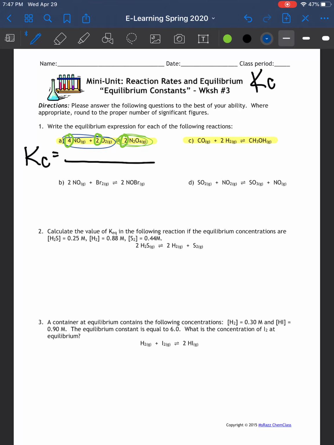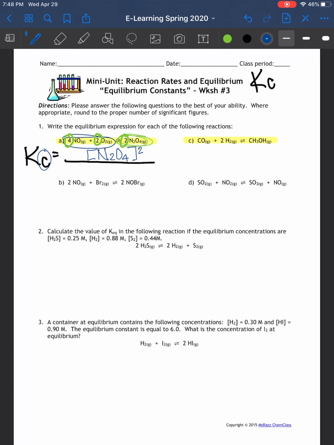My first thing I need to include is my product, N2O4, close brackets, and then that is squared, or to the second power. The brackets are important because this is the equilibrium expression using the concentration at equilibrium, so we show that by using brackets. Those brackets mean concentration of. So in my numerator, it is my product, N2O4 in brackets, raised to the second power because of the coefficient of 2.